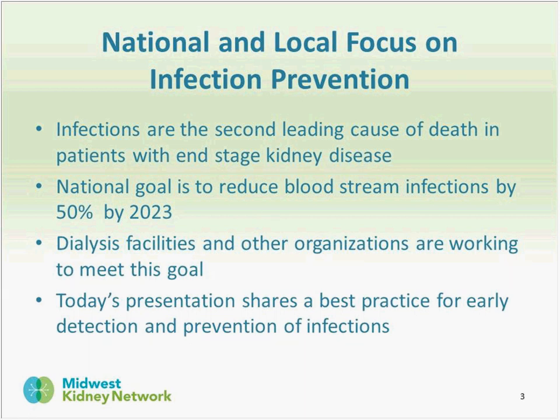Infections are the second leading cause of death in patients with end-stage renal disease. As a result, the Centers for Medicare and Medicaid Services, or CMS, has set the following goal. By 2023, reduce the national rate of bloodstream infections in dialysis patients by 50% of the bloodstream infections that occurred in 2016. To accomplish this goal, each unit must develop ways to reduce infections within their own environment.